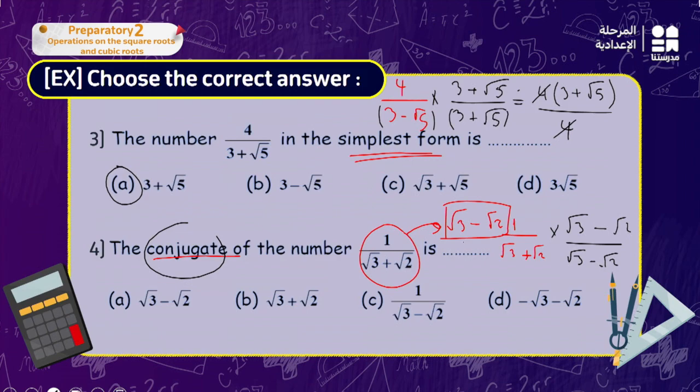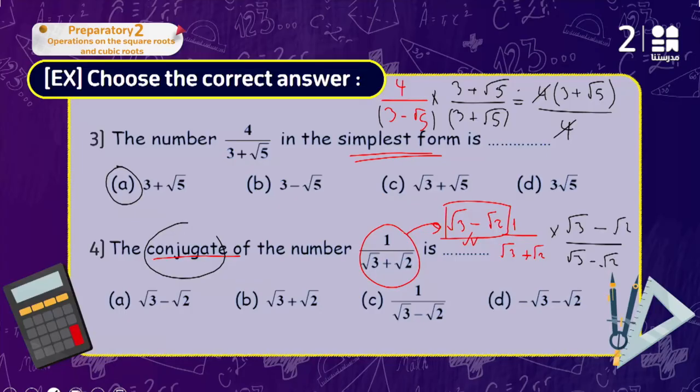But he is asking me about the conjugate of this number, about its conjugate. So it will be conjugate, meaning what? Change the middle sign. So the conjugate of this number is square root of 3 plus square root of 2. Is it clear? Okay, let's look here together at a video from the EKB.